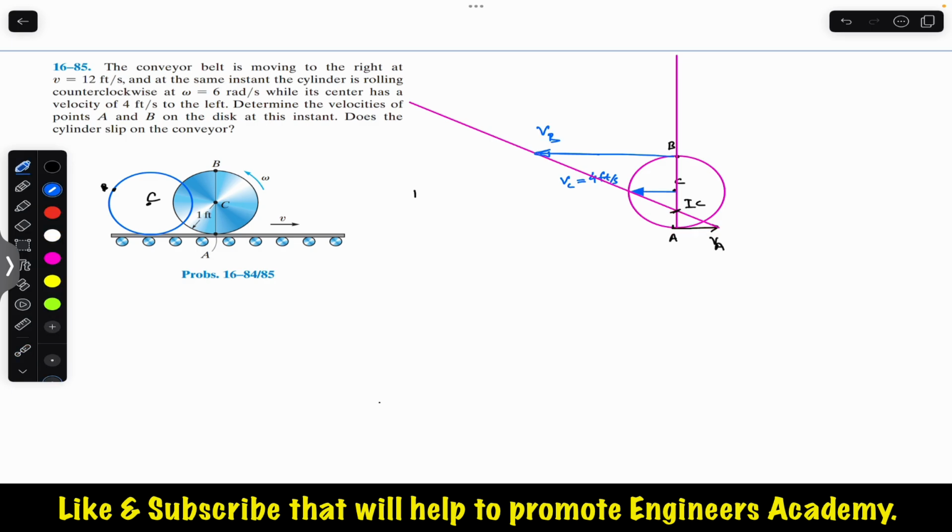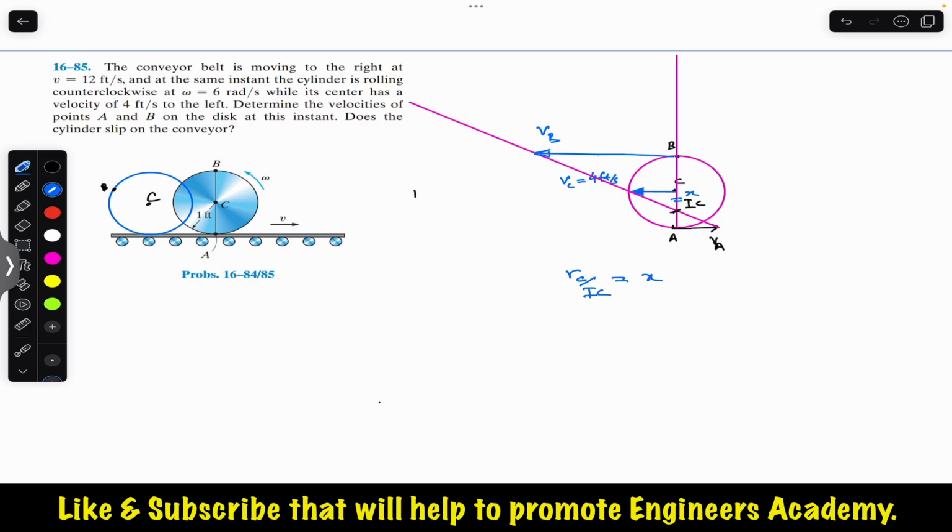Let's say that the distance of point C from the instantaneous center is x. We can say that the position vector of C relative to the instantaneous center has a magnitude of x. If we draw a vector from the instantaneous center to point C, that vector will have a magnitude of x.